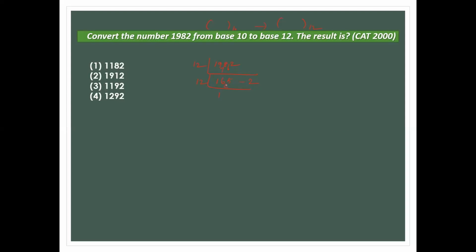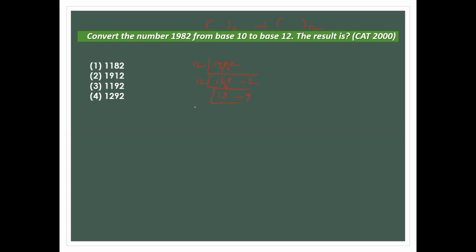12 goes here 1 time, remainder is going to be 4. So now again it goes 3 times, 36. Remainder is going to be, I think, yeah, 6 now. Yeah, remainder is now going to be 45. Yeah, remainder is going to be 9.